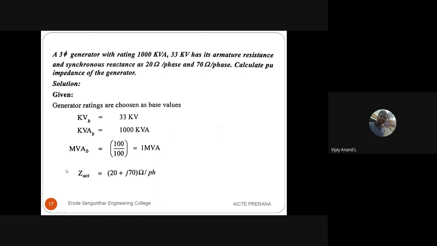And Z actual, they have given the armature resistance and synchronous reactance, 20 ohm and 70 ohm per phase. So that can be written as Z actual is equal to 20 plus j70 ohm per phase. These are the four things given in the problem, and from this we have to calculate per unit impedance of the generator.